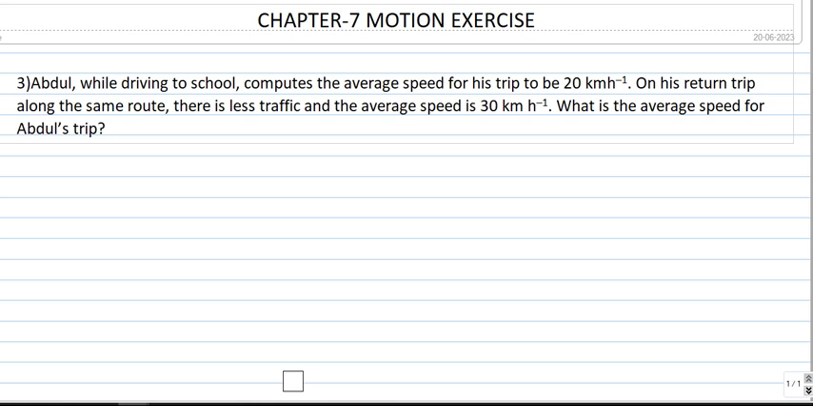Abdul, while driving to school, computes the average speed for his trip to be 20 km per hour. On his return trip along the same route, there is less traffic and the average speed is 30 km per hour. What is the average speed for Abdul's trip? To find this average speed, we have to first know the total distance travelled and the total time taken.